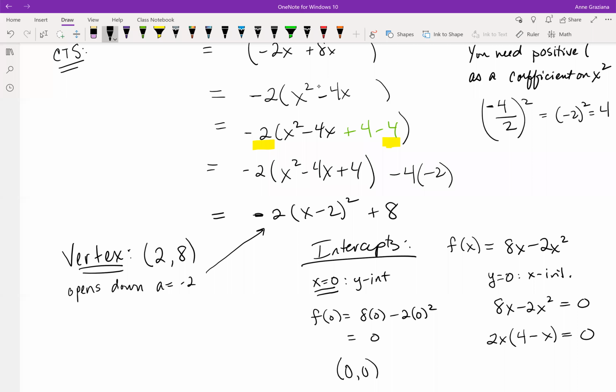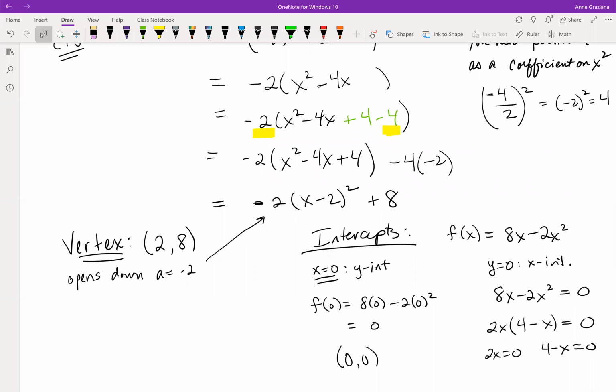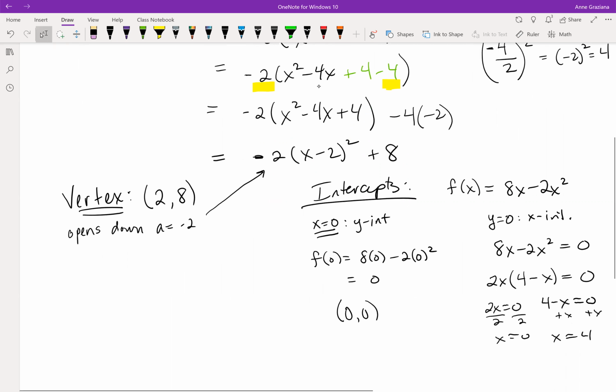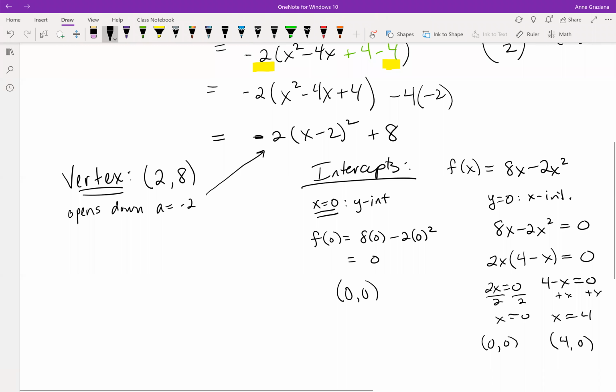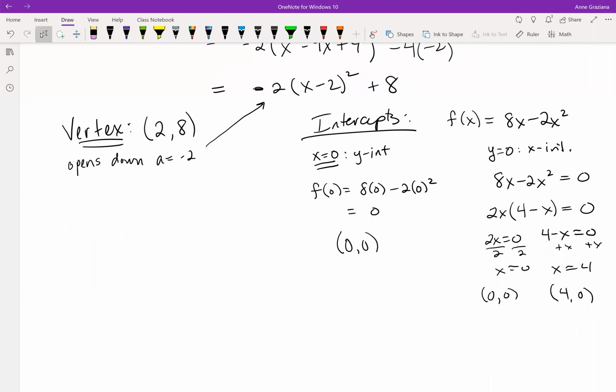So we have 2x is equal to 0, 4 minus x is equal to 0. And divide by 2, x is 0, and add x, just because it's quicker. So I get x is 4. So my x-intercepts are (0, 0) and (4, 0). So now with all these points, we can draw a really nice graph of this.